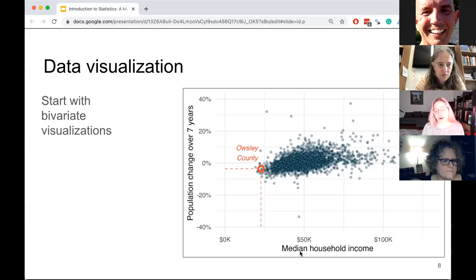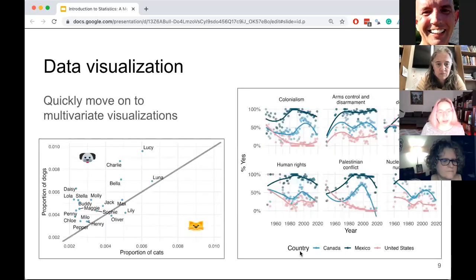This is an image from the first chapter of the textbook, for example, where we're looking at the relationship between population change in counties over 7 years versus the median household income, where we're seeing a slightly positive relationship, somewhat strong, and we've also annotated it. So the idea here is that instead of starting with univariate visualizations, we start with visualizations that describe a relationship, and then where needed, go to univariate visualizations to describe a single variable, particularly for things like assumption checking. But then we quickly move on to multivariate visualization.